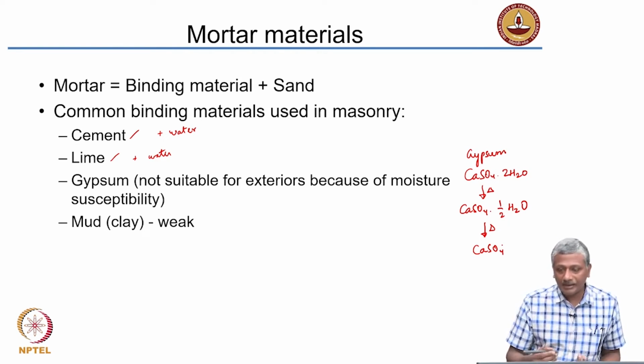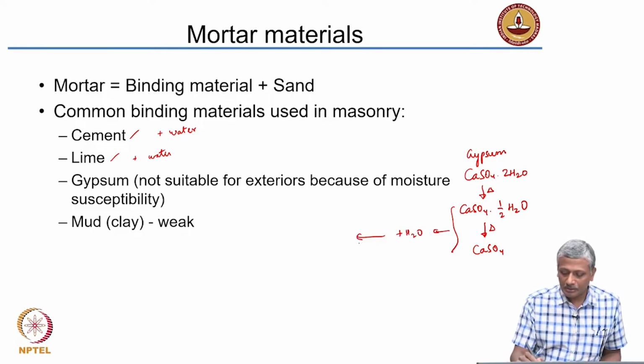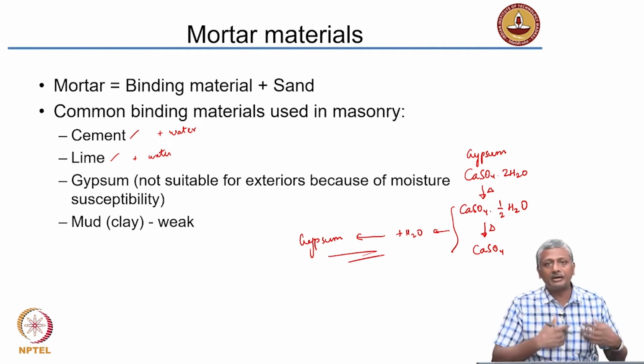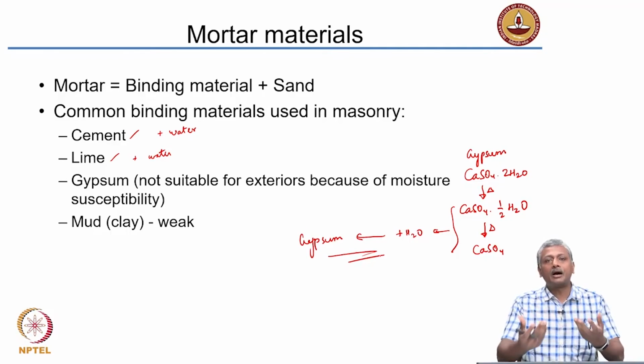When you mix this anhydrite with water, you get back your gypsum. And that is the process of actually using a gypsum based binding material. So you have a different form of gypsum which combines with water and hardens to form gypsum.